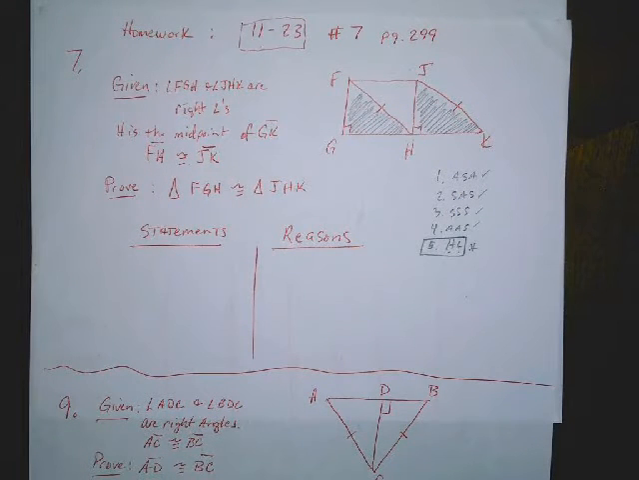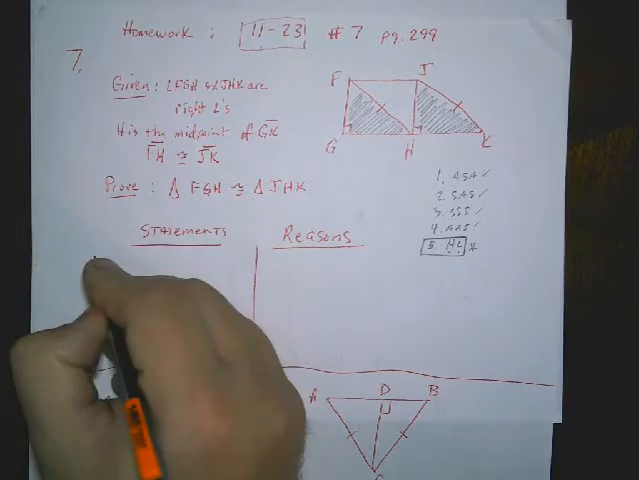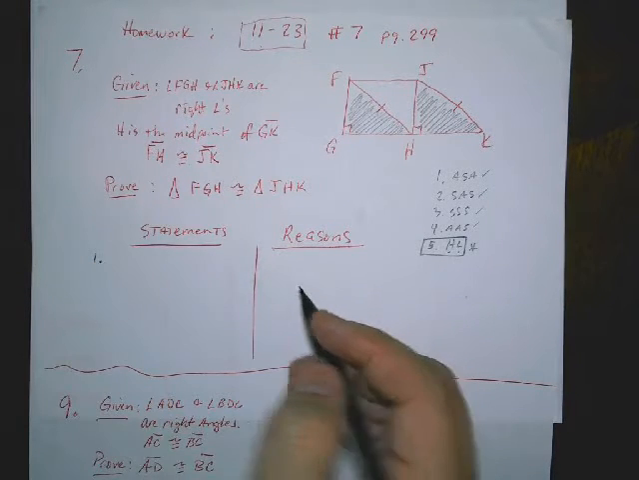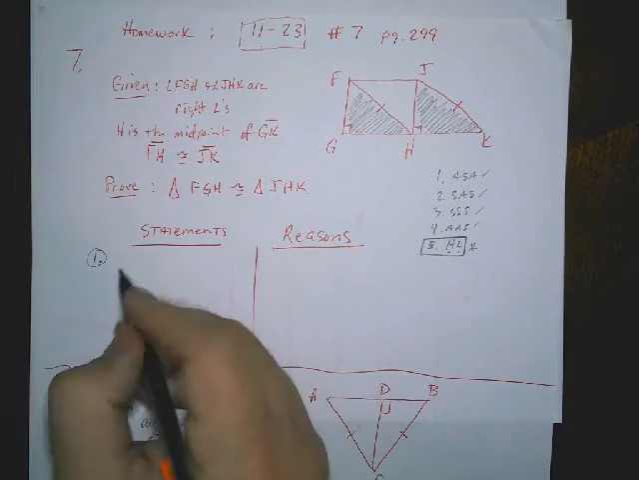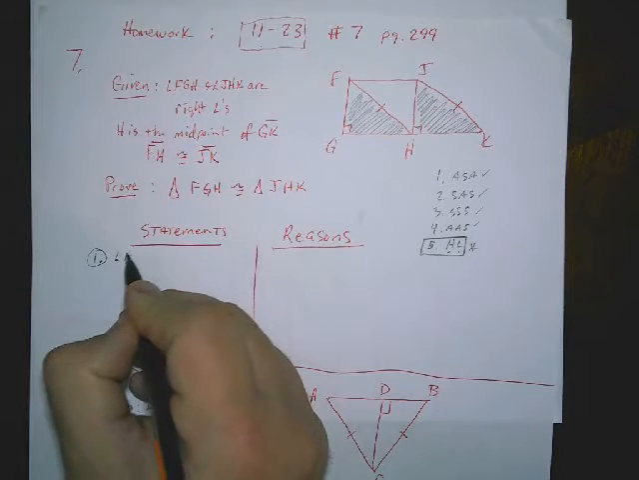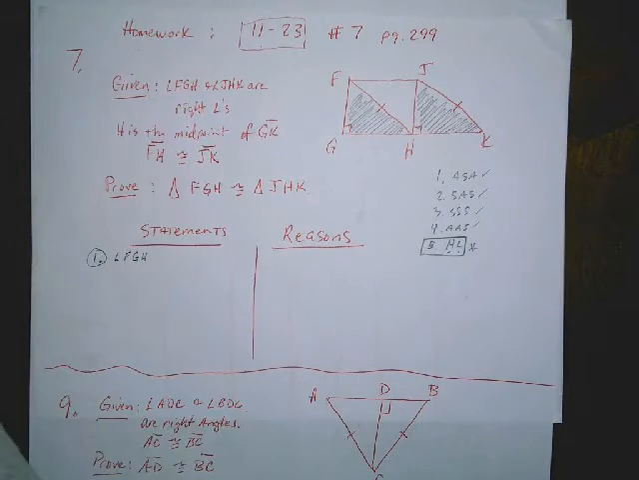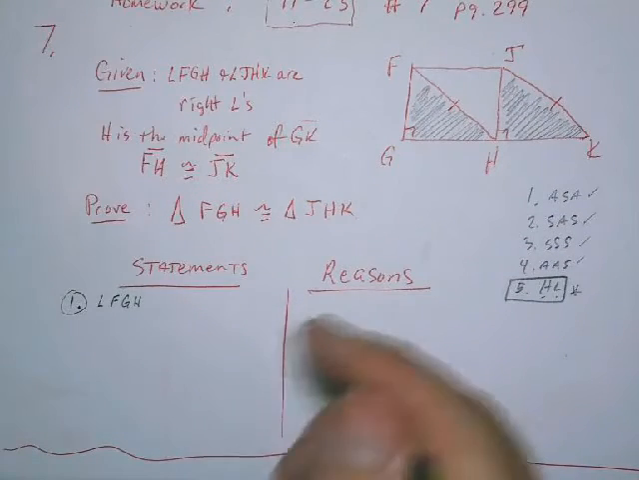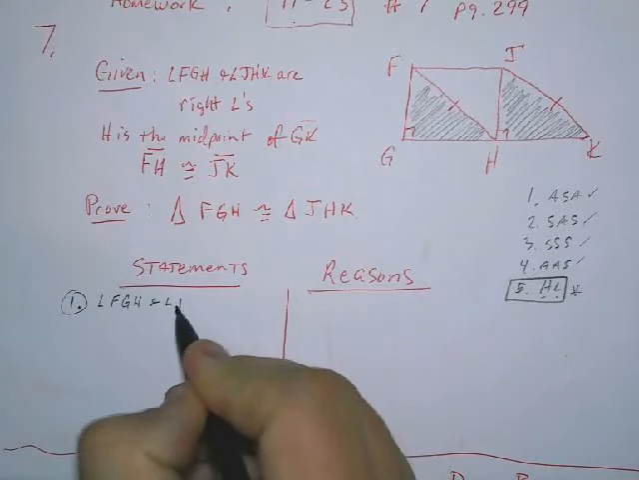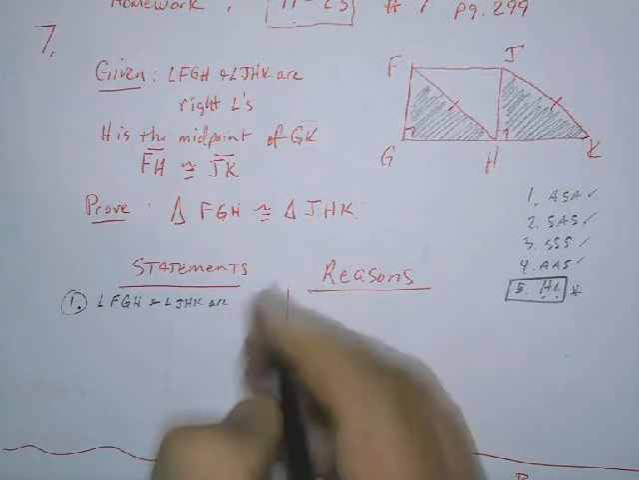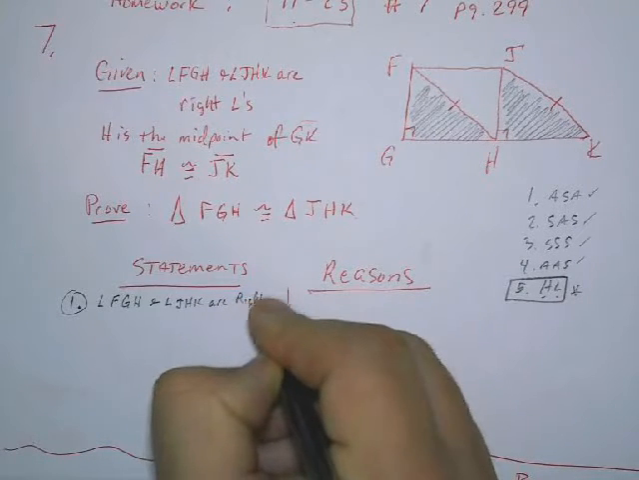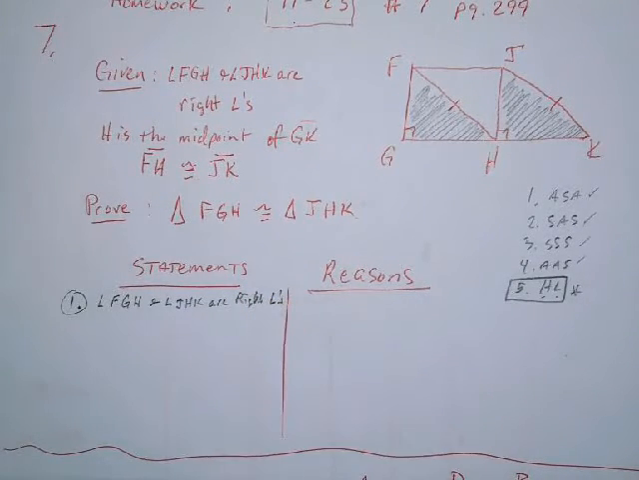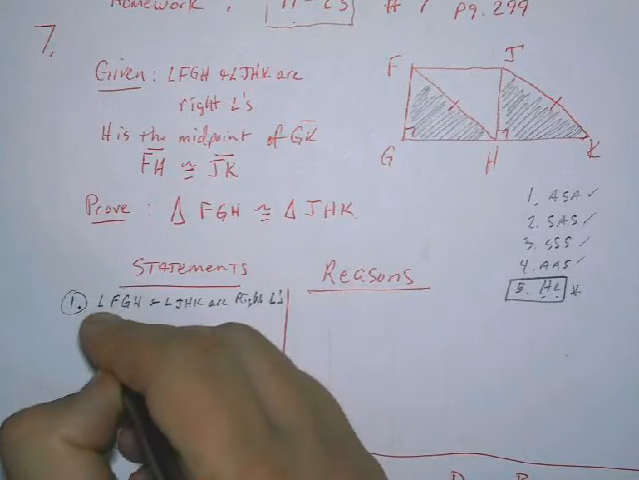Well, let's look at the given information. Of course, it's always step 1. Angle FGH and JHK are right angles. All right, well, that takes care of the idea that we can use right triangles. We know that. So step 1, we're going to write all the given. Angle FGH. Let me flip this in just a little bit. Angle FGH and angle JHK are right angles. And then H is the midpoint.